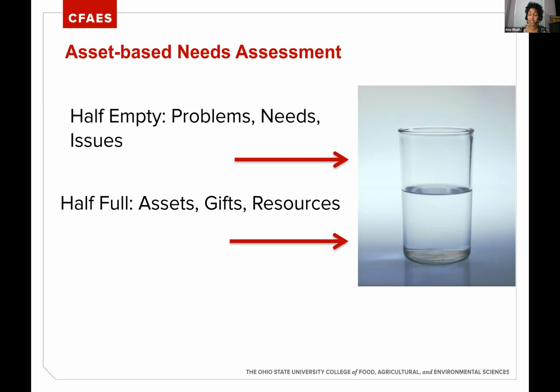Within the asset-based approach to needs assessment, you identify the gifts, assets, and resources that are available for the community, but you also identify problems, needs, issues, and concerns, and you try to solve problems. Most of the time, ideally, you would rely on fewer external resources. This approach is very useful, and generally in Extension and personally, I advocate for this approach.